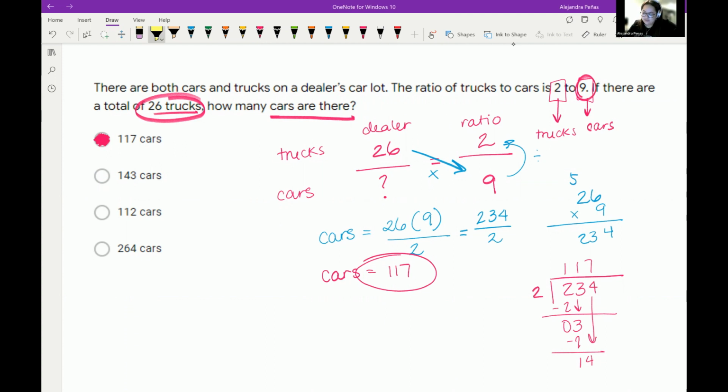So that's why I always write my categories first, so that I know, okay, here is trucks, dealer. Look for the number of trucks in the dealer. Here is trucks, ratio. How many trucks in the ratio? That's why it helps me to write it that way, so that I can literally see what that number is supposed to be.